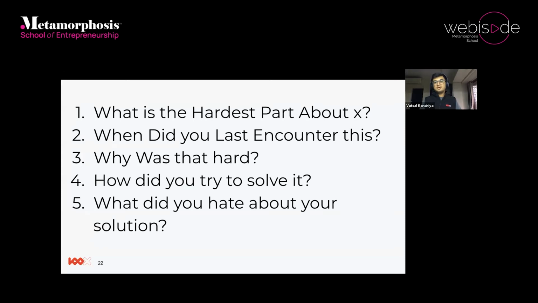What does this let me know? What is the hardest part about solving all this homework? Takes up too much time. When did you last encounter it? Yesterday. Why was that hard? I already spent so much time on school and I spent so much time on tuitions. And then after that, I have homework from school and from tuitions. It sucks. It's very tough.